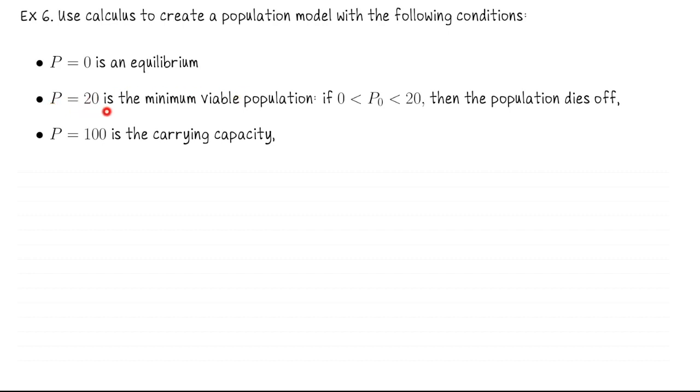Then we want to say that 20 is like some minimum viable population threshold. So if the starting population is between 0 and 20, it's going to go extinct. But if it's greater than 20, it will not go extinct, it will grow. However, in this case, 100 is going to be a carrying capacity. So greater than 20 will grow, but not beyond 100. 100 is a cap. That also implies that if we're above 100, we should decay back towards 100 because that's going to be a carrying capacity like for the logistic model.